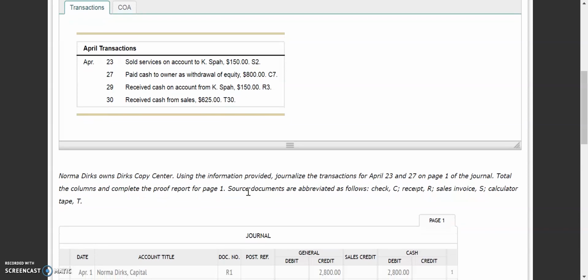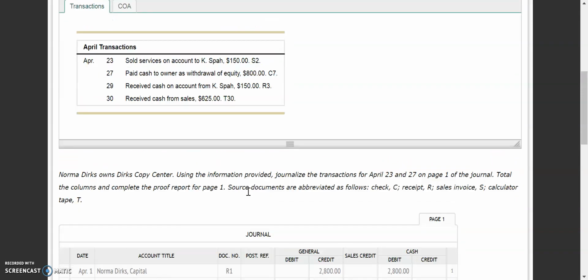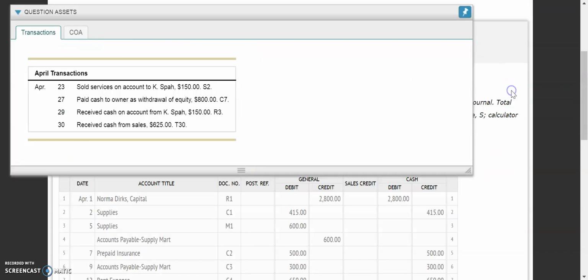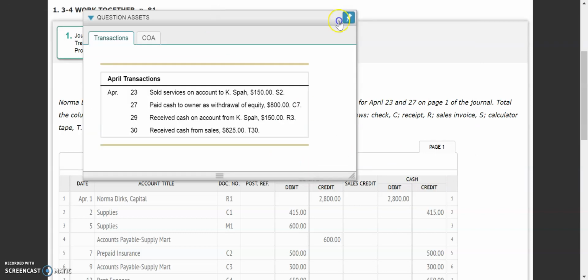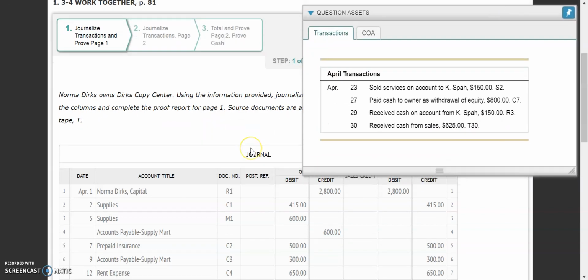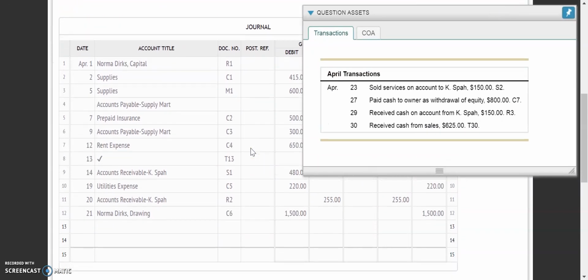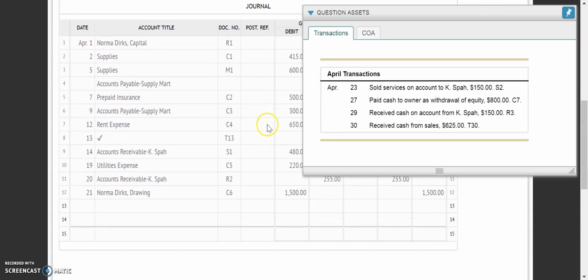So, first things first, let me make this smaller so we can get some work done here. We are going to wrap up some transactions on page 1. You can see we almost have a complete page of a journal. So we are going to continue on with our April 23rd transaction. Once again, we're not on the first line, so we don't need the month, so we just put the 23rd. And it says we sold services on account to K-Spa again for $150.